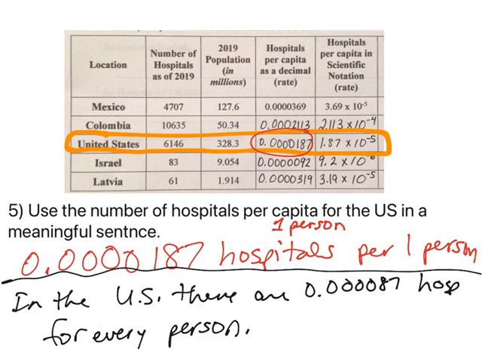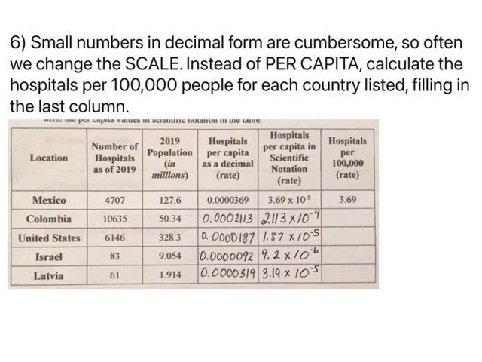Now, I can then say to you, does that really mean anything to you? It might be meaningful in terms of the data, but I don't know what this number even looks like. That's not a hospital. It's not even close to being a hospital. And this is where we get into the idea of scaling. Small numbers in decimal form are cumbersome, so often we change the scale. Instead of per capita, which again is per one person, calculate the hospitals per 100,000 people for each country listed.